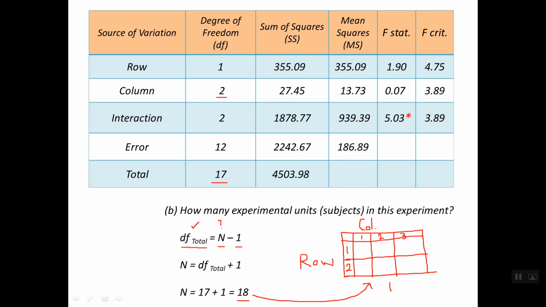So if you divide 18 by 6, you will get 3 subjects. So here we have 3 subjects or 3 observations. Here we have 3, and here we have 3, and also for the rest of the groups the same. So if you sum all of these, you will get a total of 18 experimental units.